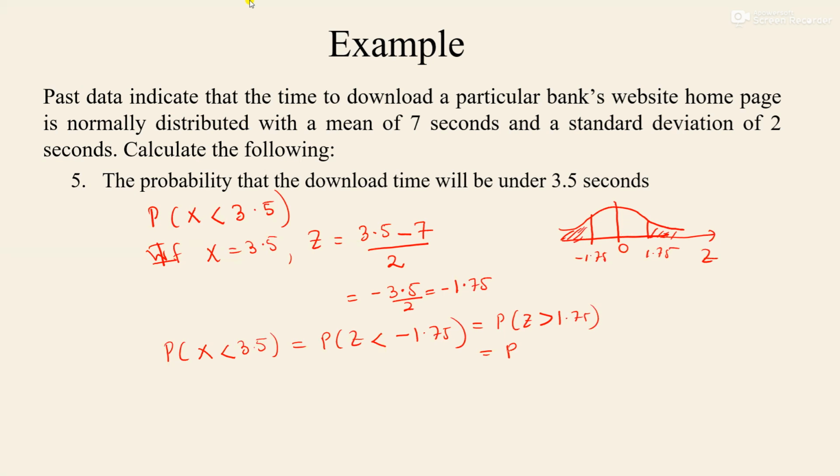So this area is equal to 0.5 minus probability of 0 less than z less than 1.75, right? And from the table, you can get the values. I leave the rest as homework and you complete this. And coming to the next slide.